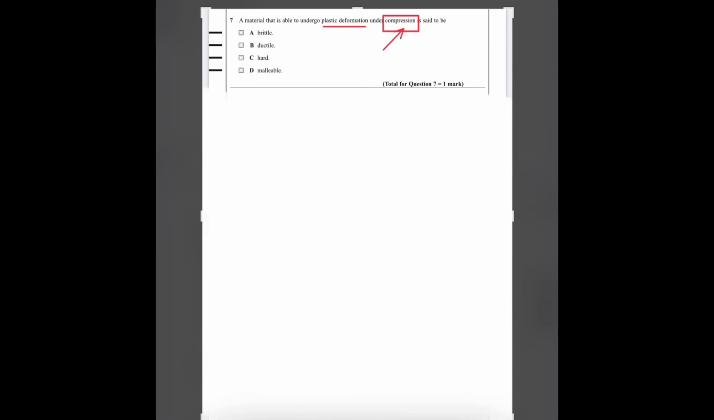C is not correct because hard is basically the property that prevents indentation or any kind of deformation, right? Hard is basically the property that is used in mobile phone glasses or Gorilla Glass. We have Gorilla Glass, right, in iPhones, which guarantees that there won't be any scratches from the dust particles or the car keys or anything that we have in our pocket together with our phone. Option D is the only correct answer since it undergoes plastic deformation and under compression. So the correct answer is D.